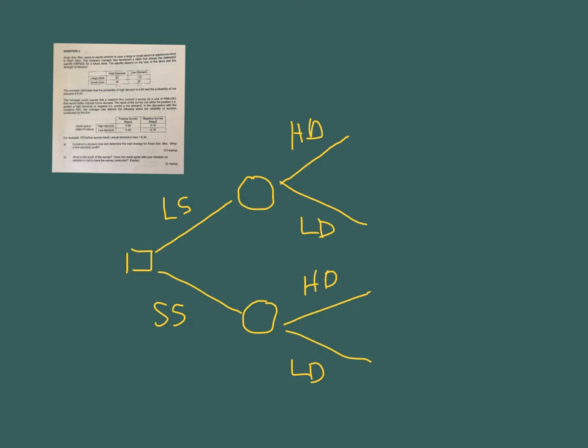Now, it says that the probability of high demand is 0.6. So, we're going to put 0.6 here. And probability of low demand is 0.4. So, this repeats itself. This is again 0.6. This is also 0.4. Okay. Now, the next thing is we have to put in the payoffs. So, the payoffs will be at the rightmost of your tree.